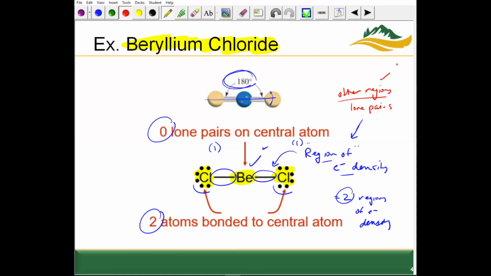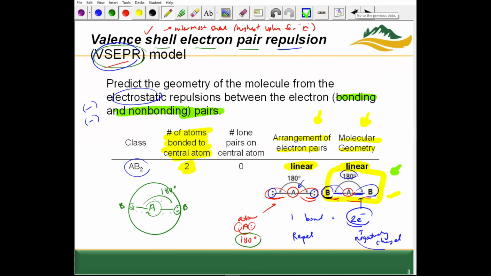Other regions of electron density can be lone pairs of electrons. Lone pairs of electrons are considered our non-bonding electrons. So, non-bonding lone pairs or bonds. Altogether, with VSEPR theory, we're looking at the electrostatic repulsions between both bonding and non-bonding pairs of electrons. So far, we've only seen bonding pairs of electrons around the central atom. Soon we'll see a combination of lone pairs and bonds around the central atom.